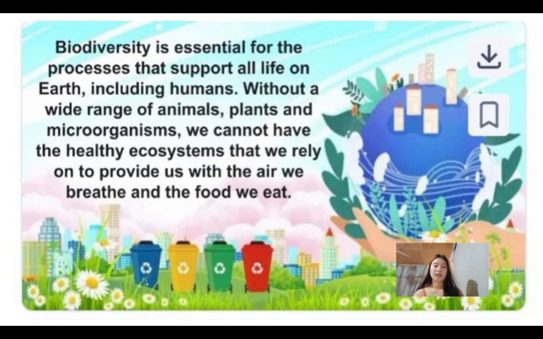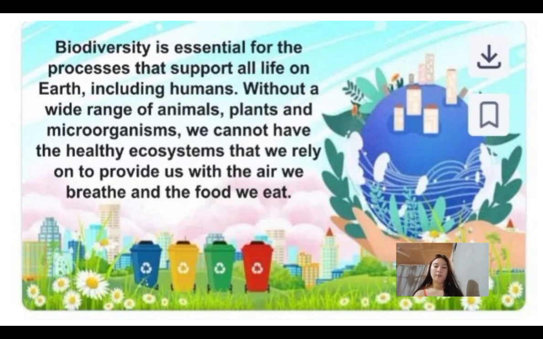So biodiversity is an essential part of the processes that support all life on earth, including humans. For me, biodiversity means having many different kinds of living things like animals, plants, and tiny organisms. And it is very important because these living things work together in nature to keep the earth healthy. Without this variety of life, we would not have clean air to breathe, good food to eat, clean water to drink, or healthy soil to grow crops, since each species plays a role in keeping nature balanced.